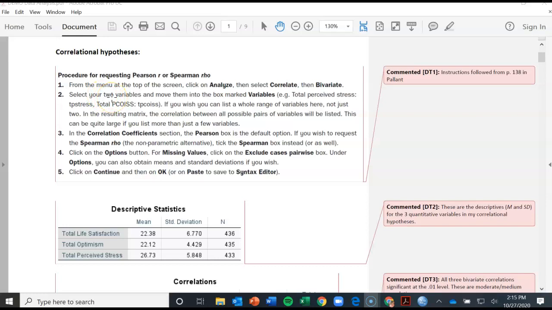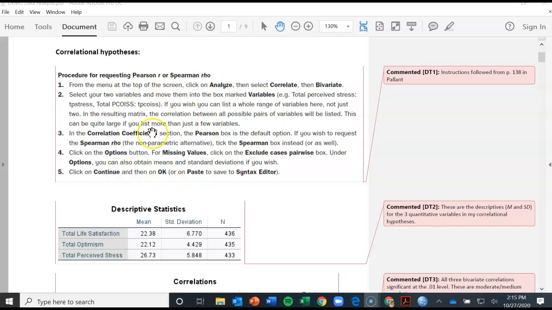Pallant instructions for conducting Pearson correlations, or Pearson product moment correlations, because my first set of hypotheses are correlational hypotheses, where I predicted a positive correlation between life satisfaction and optimism, and a negative correlation between life satisfaction and perceived stress. And then I also predicted there would be a negative correlation between perceived stress and optimism.